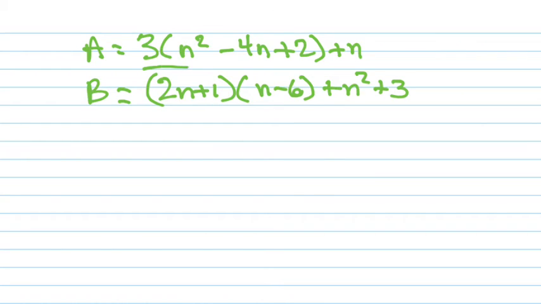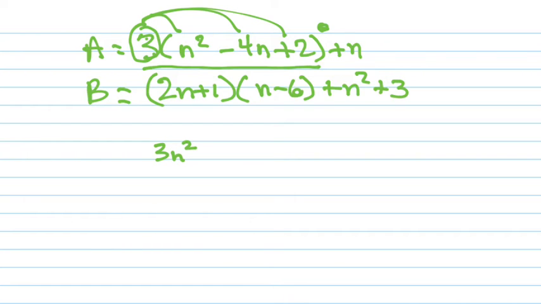So first of all, we have this bracket to multiply out. There are no like terms inside. There is no exponent, but there is a multiplier, or a coefficient it's called. So I need to distribute that 3 all the way across. 3 times n squared is 3n squared. 3 times negative 4 is negative 12n. 3 times positive 2 is positive 6. And then we have that plus n at the end.